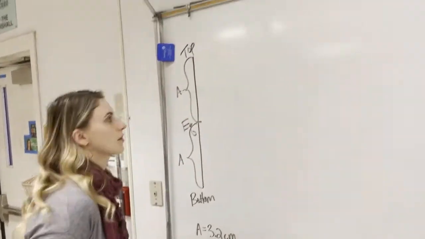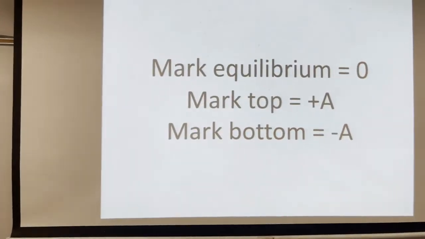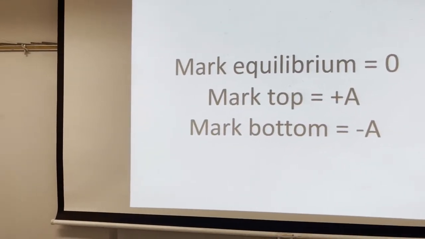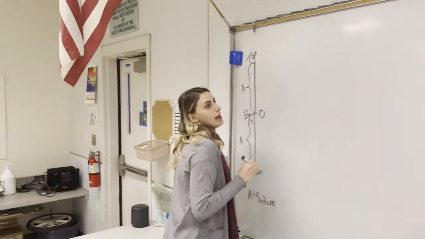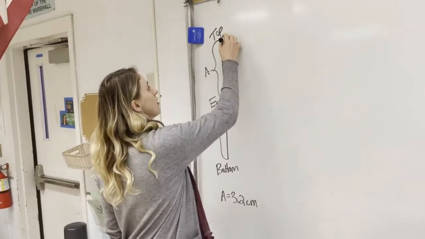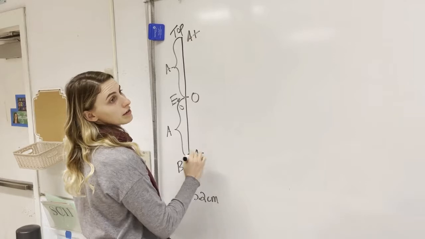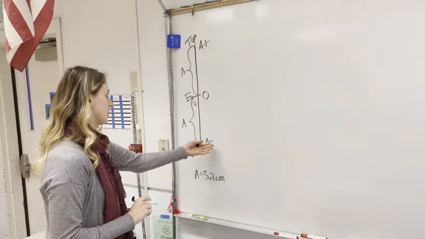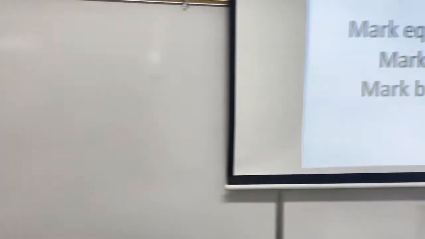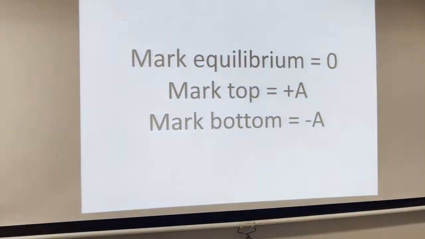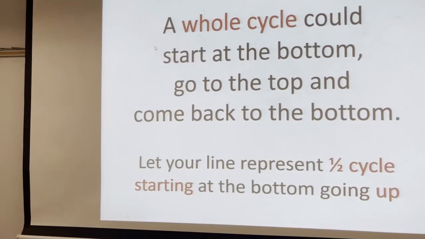All right, next slide. Mark equilibrium as 0. So this right here would be 0. And mark the top as a positive and the bottom as a negative, which just means that that's negative 3.2 and that is positive 3.2. So in your notes, you're doing the same thing. You've got the line, and we're going to go through a series of challenges.